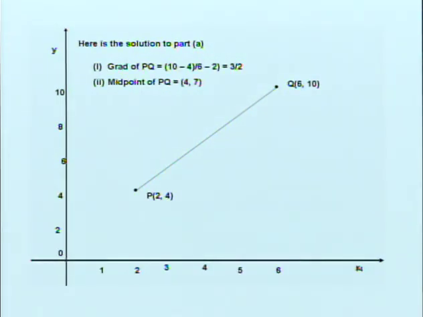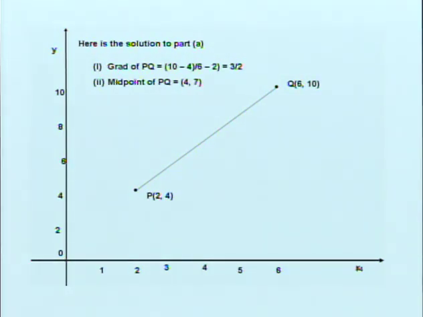Here is the solution to part A. The gradient of PQ is equal to 10 minus 4 divided by 5 minus 2, which is equal to 3 halves. That is the difference in the y values divided by the difference in the x values. The midpoint of PQ is equal to (4, 7).